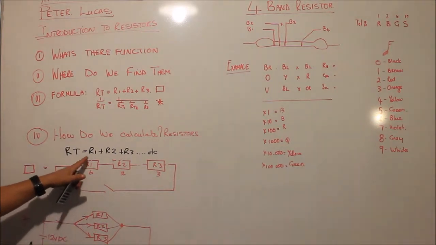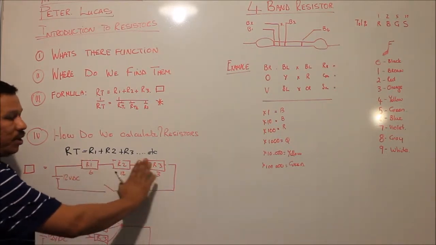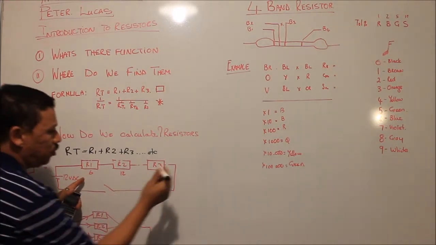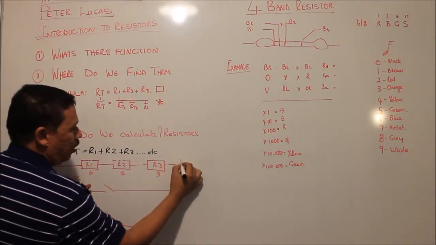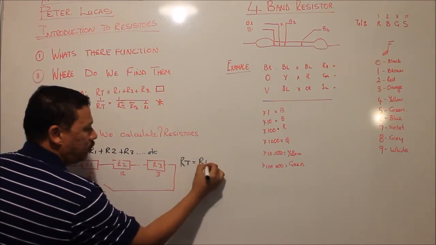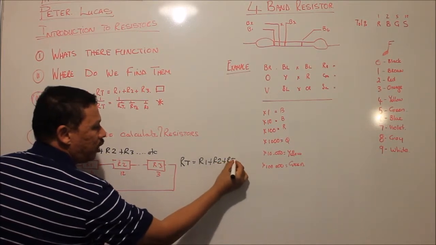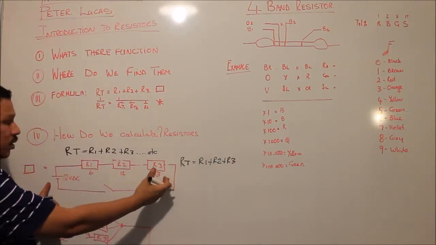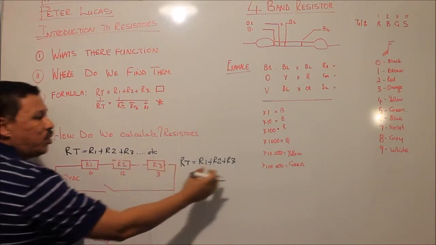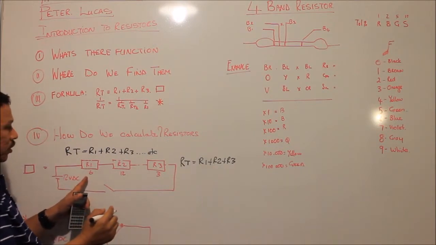So let's look at the resistance. Total resistance means we have to take all three of them and add them together. So let's look at RT equals R1 plus R2 plus R3. In this circuit, we have three resistors in series. If there were more, we just have to add them on. So let's put some values to it.